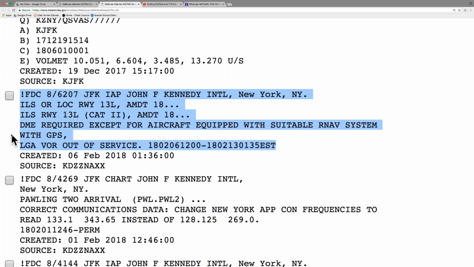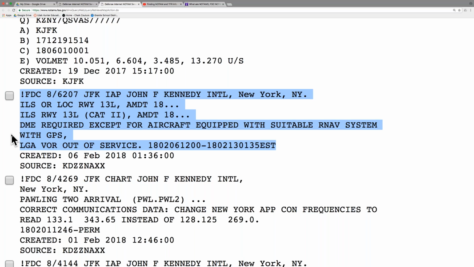Okay, so let's see. August. There's basically 6,200, or 6,207 NOTAMs of August. Instrument approach procedure at JFK International Airport, New York City. The ILS or localizer runway 13 left. Amendment 18. ILS runway 13 left.